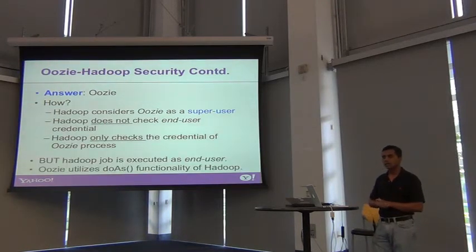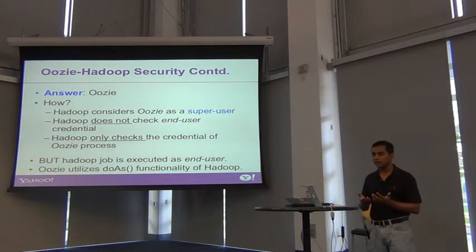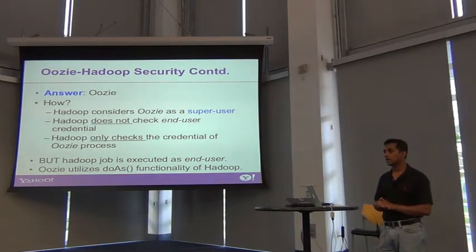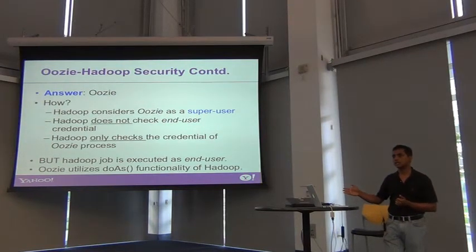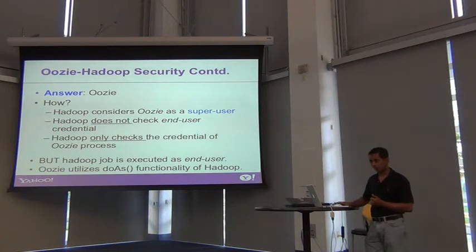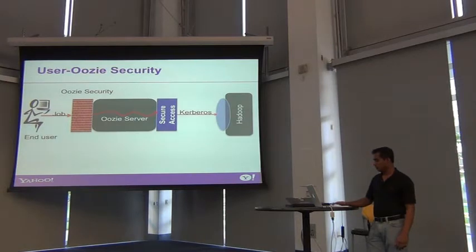But the question is, while the actual job runs, if it creates some file, for example, who will own this file? The end user or Oozie? There is an agreement between Oozie and Hadoop for that too: check myself for authentication, but run the job as the end user. This functionality is implemented in Oozie, and we are using the doAs functionality, a feature of Hadoop built mainly for Oozie. So this is the one end.